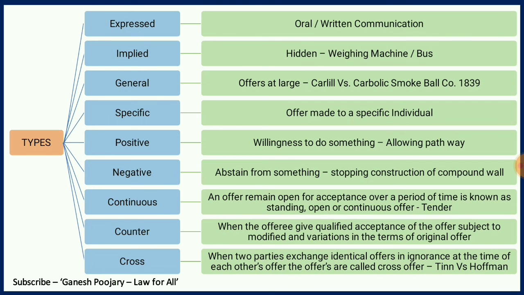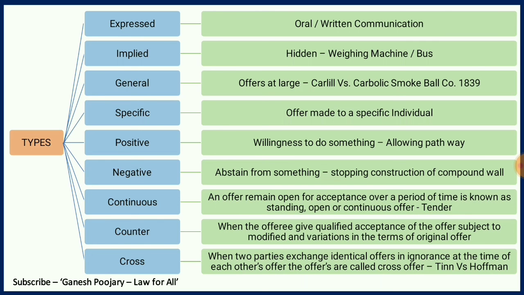Now the next type is continuous offer, which is also known as standing or open offer. This is the most important type of offer used in wholesale business or retail business, where the offer is made once and the same offer will be continued for a period of time. They will not change any type of prices there. That is known as continuous or open or standing offer. And the best example for that is tender also.